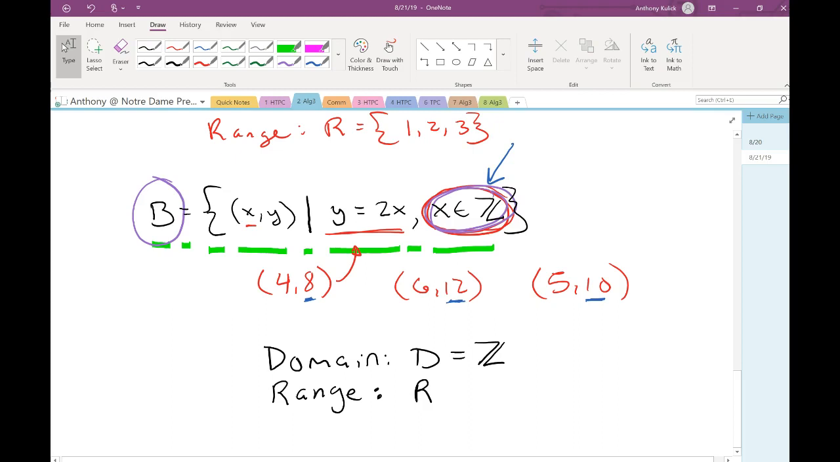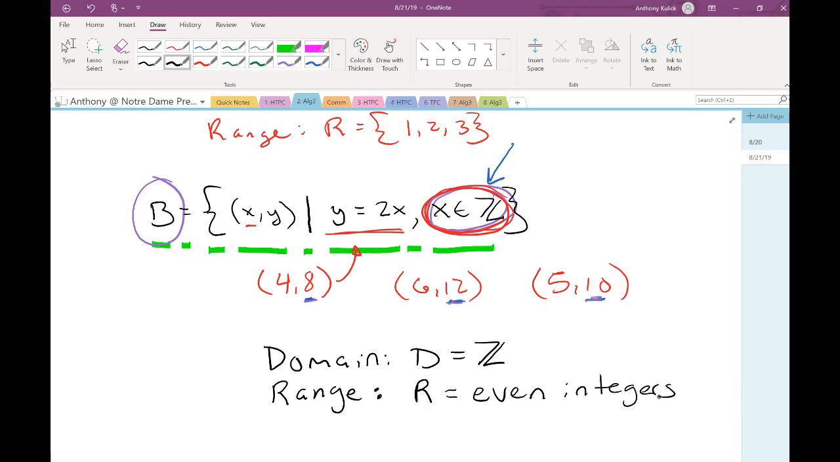The range is a little bit trickier, right? If I look at these y coordinates, what do you notice about all of them? They're evens, I heard somebody say, right? They're even numbers. If I do 2 times a number, what am I guaranteed to get? An even number, right? So here is a case where I would just describe this set in words. I would just say that the range here is the even integers.